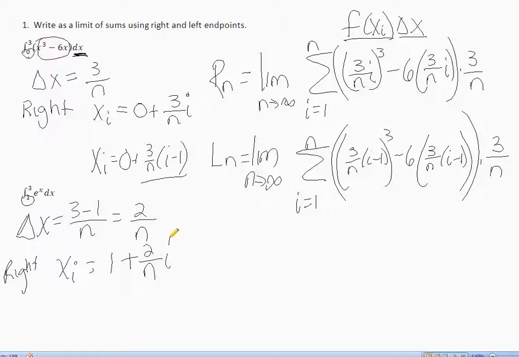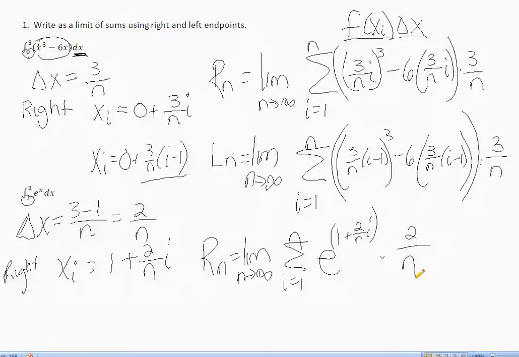And then what are you going to do? For right, it's going to be the limit as n goes to infinity of the sum from 1 to n. That just means as I make my rectangles smaller and smaller. Of what? e to the x. So it would be e to the x sub i, which is 1 plus 2i over n, times delta x. This integral is the same as this limit, and it is the area under that curve from 1 to 3. For left, x sub i would be 1 plus 2 over n times i minus 1.